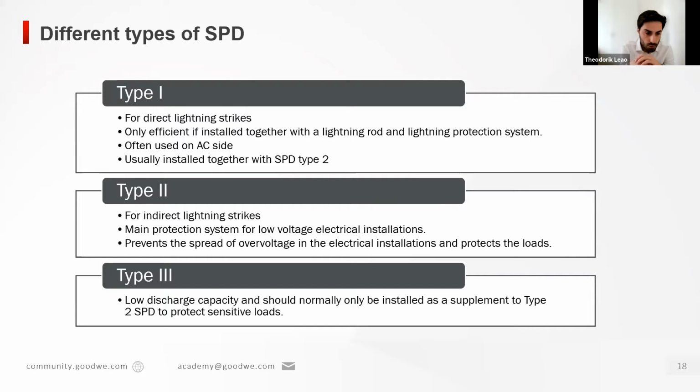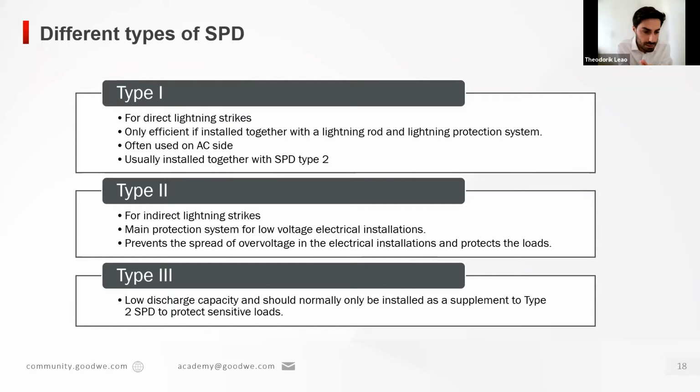Type 1 is often installed if you have this lightning protection system, and it's also often installed on the AC side. It can be installed on the DC side, but this is usually a bit more costly. And there are also other ways of avoiding installing the SPD on the DC side. Moreover, the type 1 SPD is usually installed together with the type 2, so it's very rare that you only have the type 1 SPD.